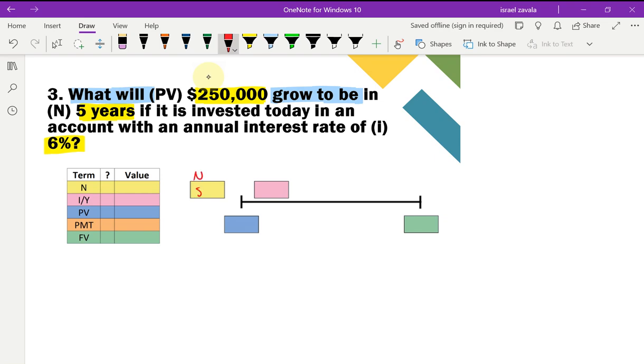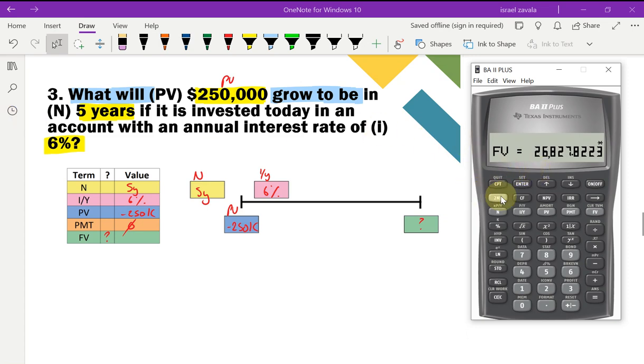N is our 5 years. I/Y is 6%. What are we growing? The present value here, negative 250,000. And I'm looking for future value, right? Payments are 0. So really quickly, just bear with me. Okay, what will that $250,000 grow to be? Don't forget, second clear time value of money, clear. So 5 years, growing at 6%, 250,000 invested, negative, don't forget. No payments, 0 for payments. Compute future value.